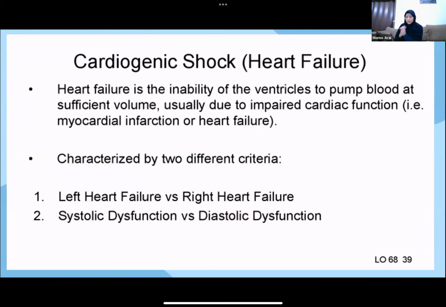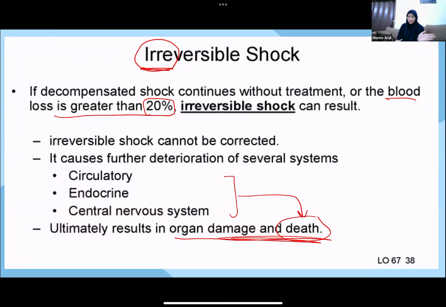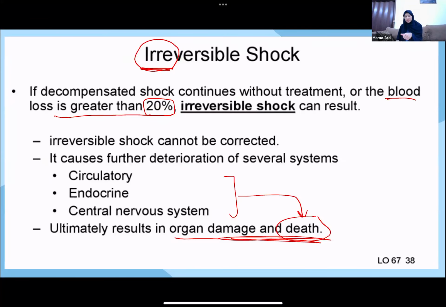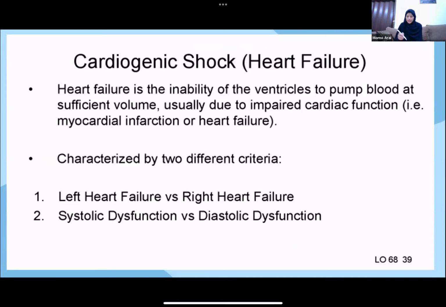Now, we talked about hypovolemic shock before this, right? Hypovolemic means less blood volume due to blood loss, things like that. Now we'll move on to the second shock for this lecture, which is cardiogenic. Cardiogenic, from the name, the heart, the pump is not working enough. It's an inability of the ventricles to pump blood.